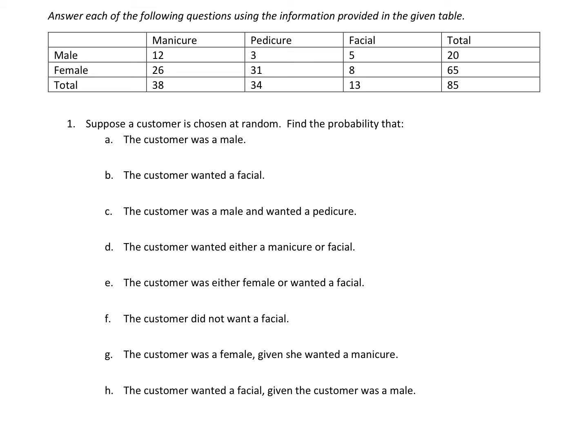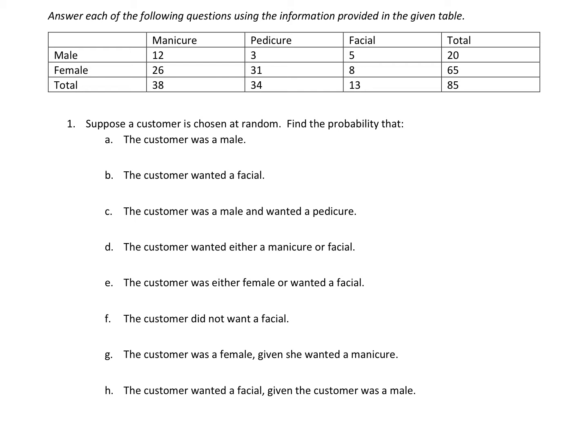In this example, I'm going to be showing you how to find probabilities given a table. It's really easy to get overwhelmed and not really understand how to start, but this is actually pretty easy once you figure out how to get the information you need. So suppose a customer is chosen at random from the above table. Find each of the probabilities.